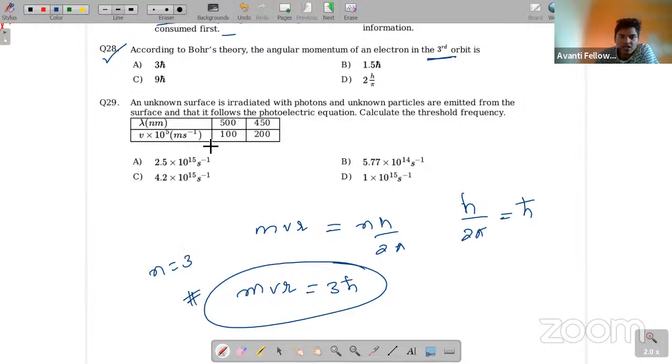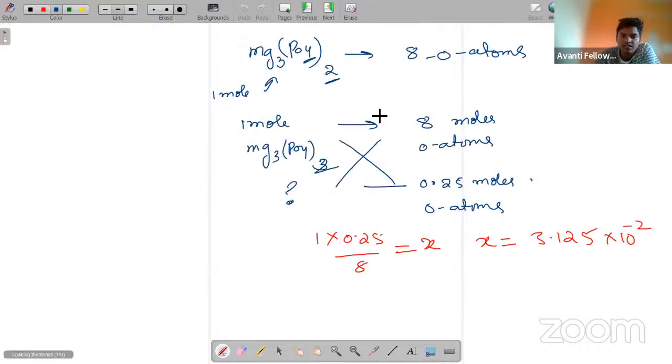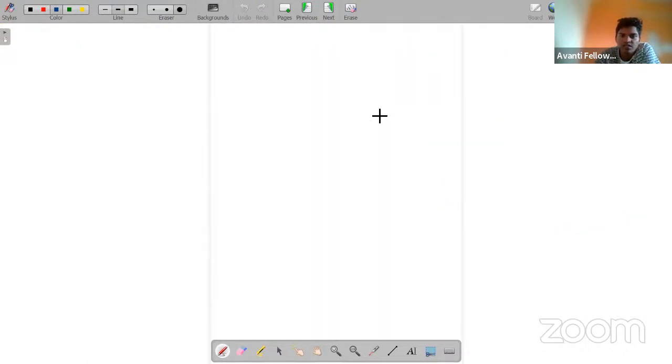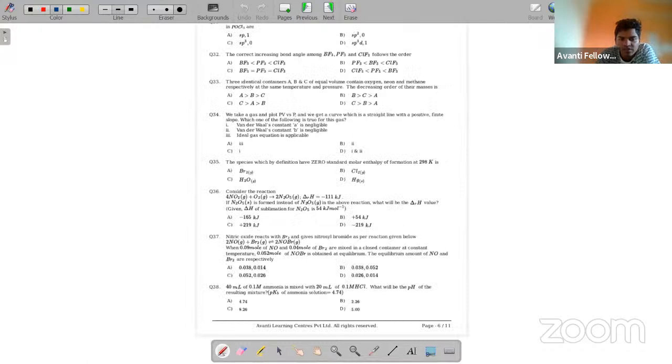Next, an unknown surface is irradiated with photons and unknown particles are emitted from the surface. We'll do one thing. First of all, we'll solve all the easy questions. When we have solved all the easy questions, then we can solve the difficult ones when we have time. So now listen here. Next question is what? Yeah, so now this is the 31st question.